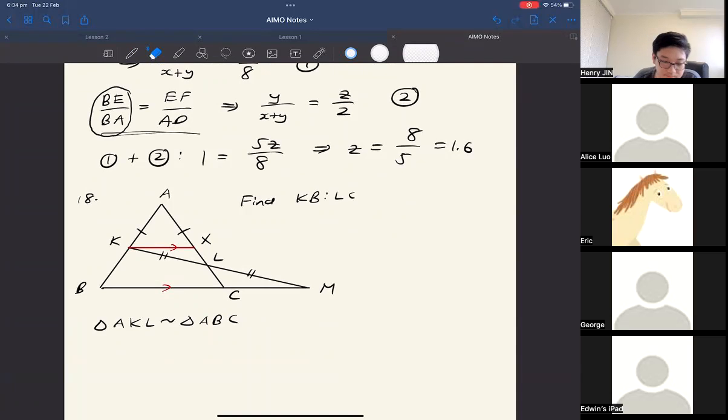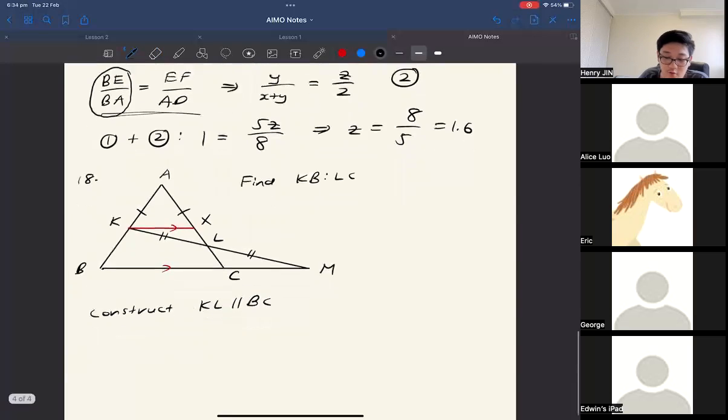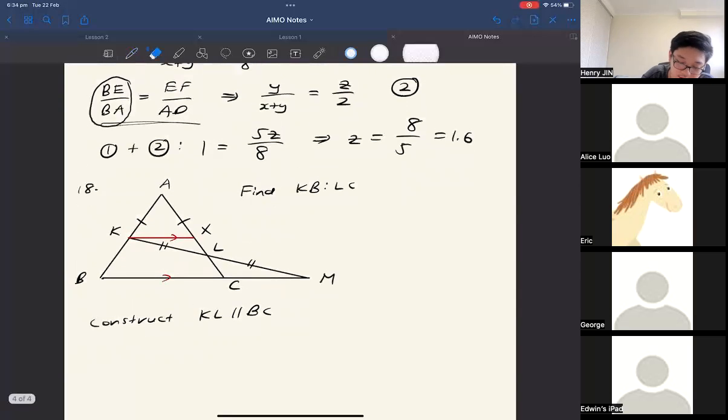Okay, yeah, so we just constructed it, yes? So I'll just write down the proof. Construct KX parallel to BC. Yeah? So this is a construction. You can do it, right? Because you're just adding in a line. Right? Sorry, not KL, KX, my bad.